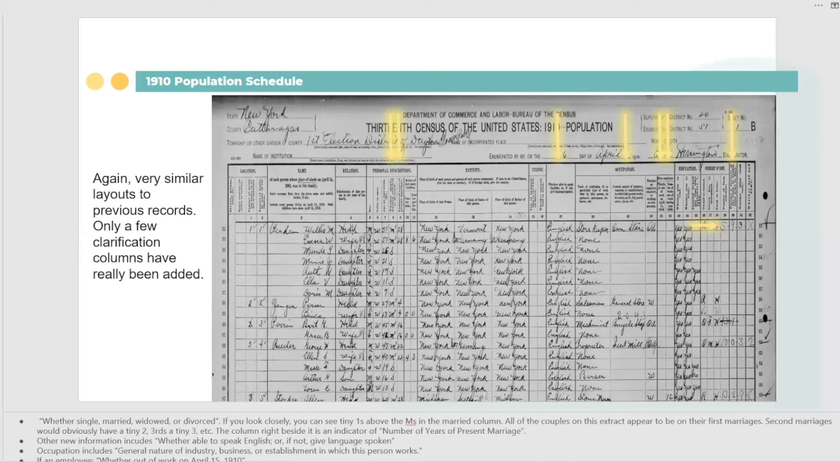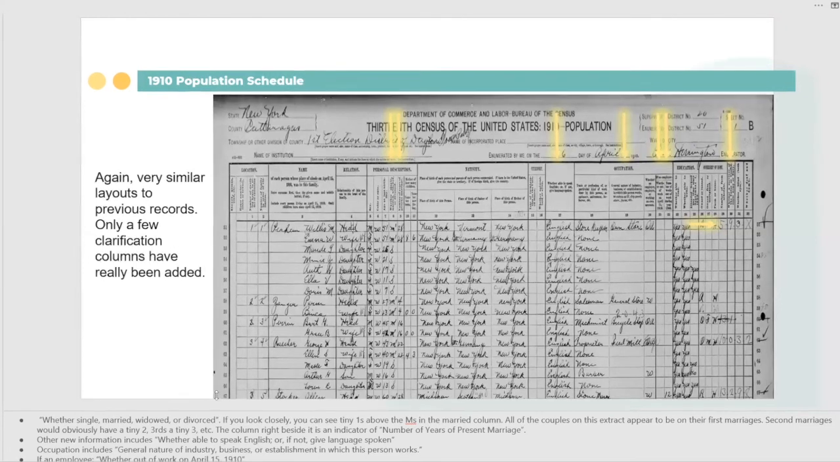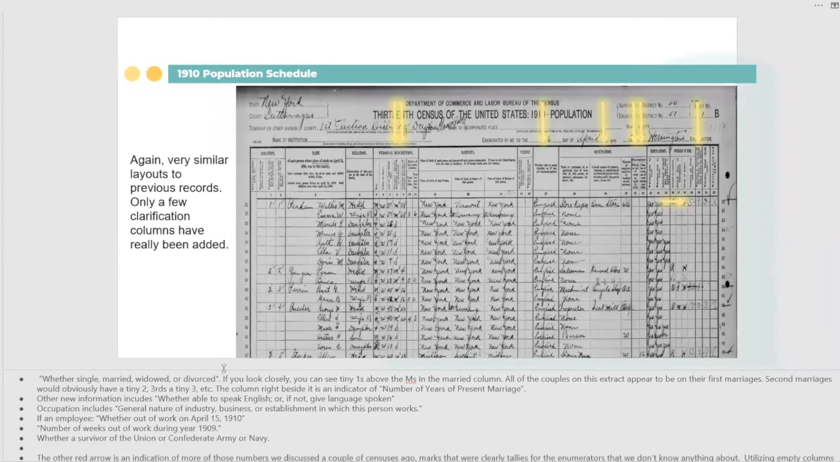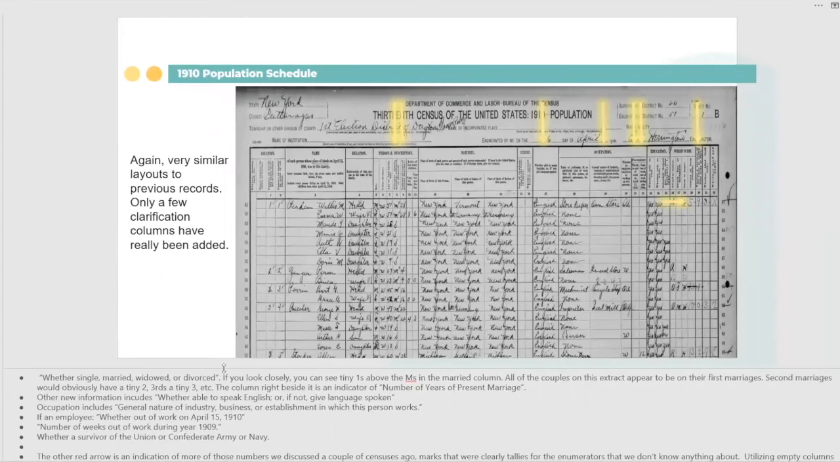Other information will include whether or not they were able to speak English, and if not, speak the language that was spoken. Occupation includes the general nature of industry, business, or establishment in which this person works. Whether or not they were out of work on April 15th of 1910. Number of weeks they were out of work for 1909. So again, when we're looking at this particular census in 1910, we're trying to get a feel for what they were looking for in this census. Employment seems to factor pretty heavily into here.